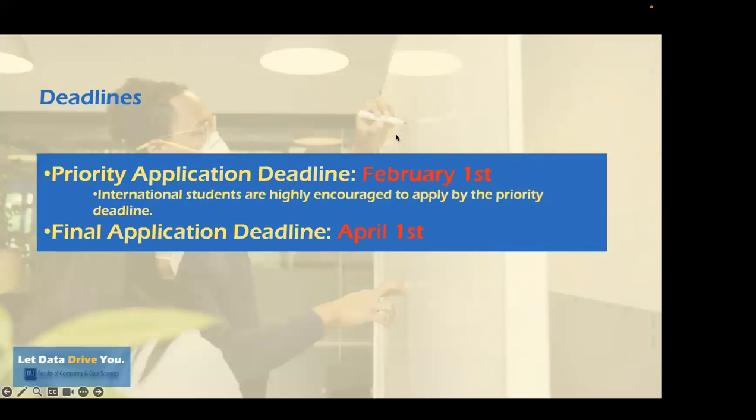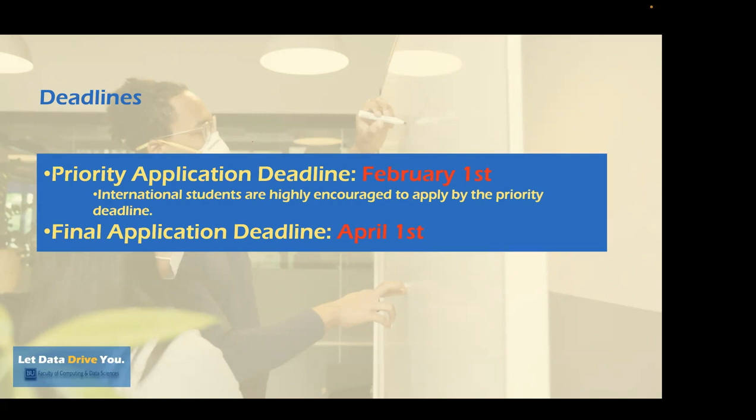Okay, deadlines. First deadline, February 1st. International students are highly encouraged to apply by the priority deadline. Final deadline, April 1st. A lot of people have questions about these two. First and foremost, there's no difference between these two deadlines. You can apply to either one. It's just, if you're an international student, we highly, highly encourage you to apply by February 1st because it is so hard to get a visa appointment nowadays. If you apply earlier, you will get a decision earlier and can start the visa process earlier.